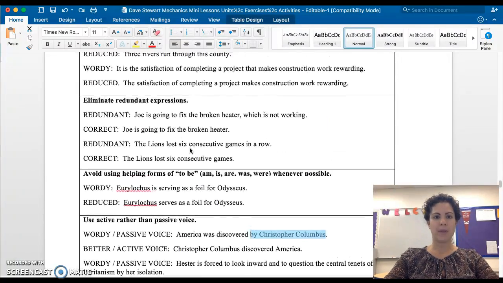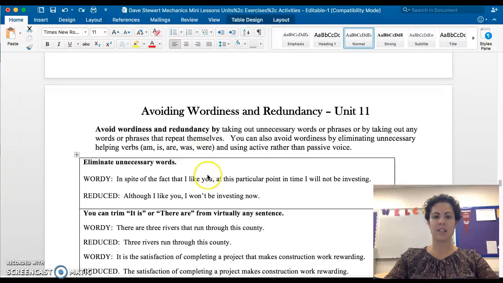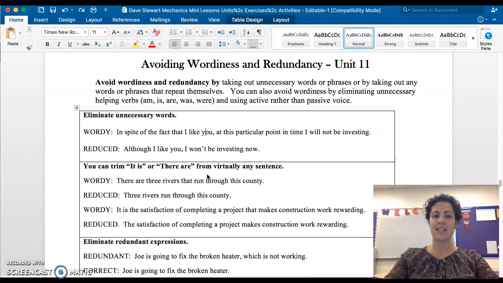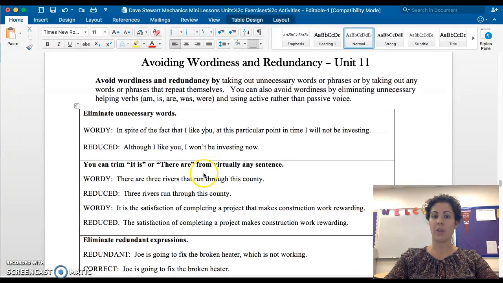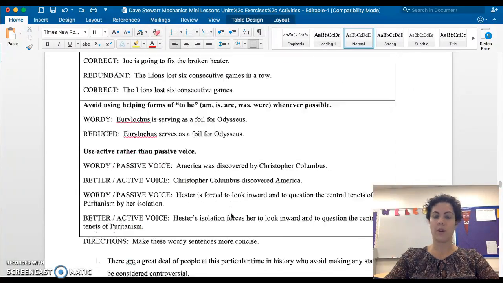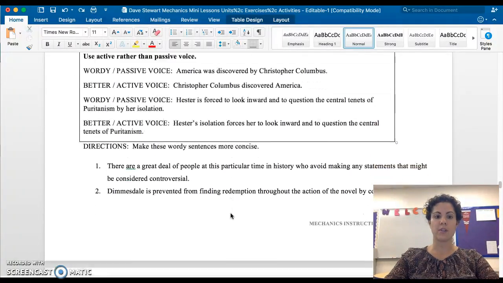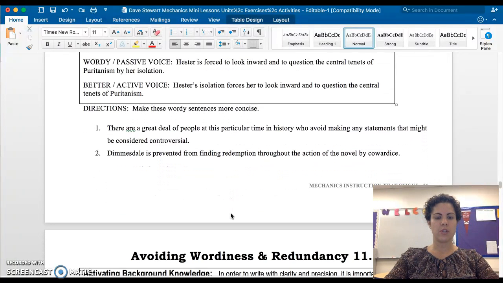Now, just a note about this with wordiness and redundancy. I find that students think that the first sentence, the wordy one, typically sounds better because they think it sounds smarter and more complex. That is not true. It does not make you sound smarter or more complex when you use all those phrases and words. It makes it confusing, and we don't want to confuse the reader. We always want to be really clear as writers. So let's practice these two together.